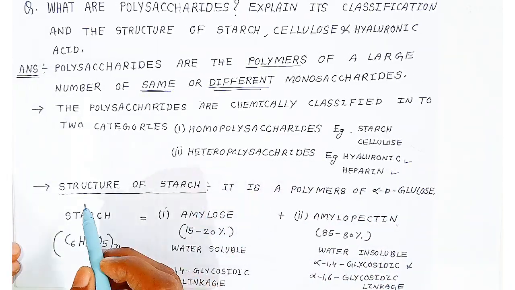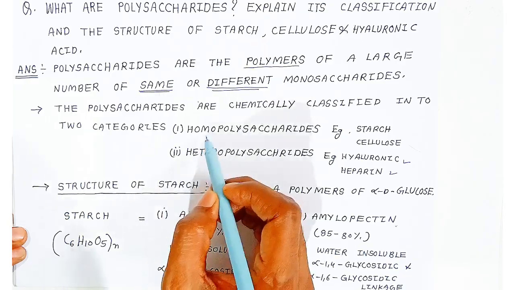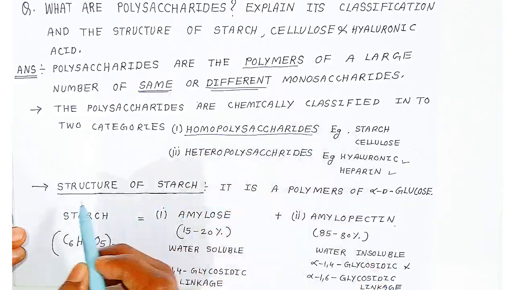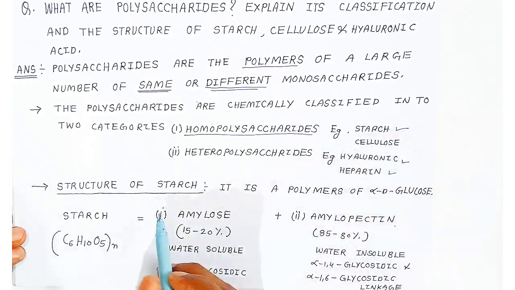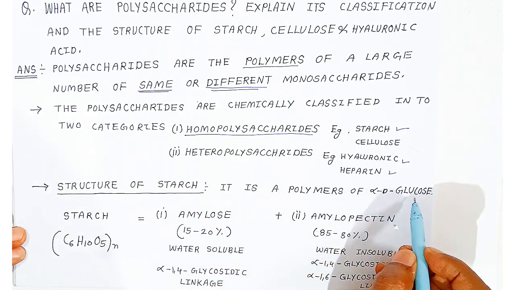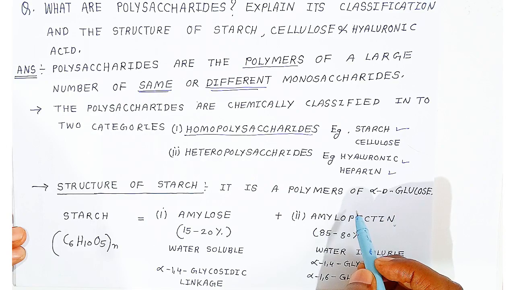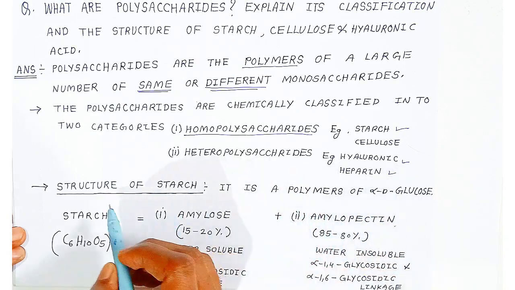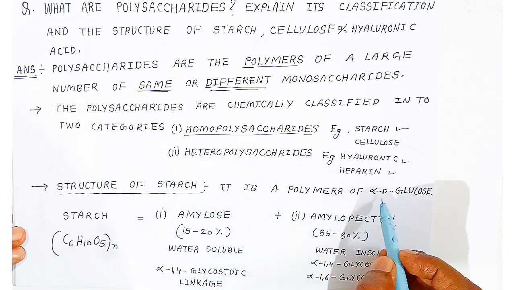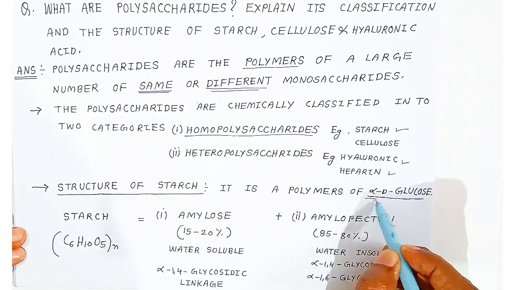Now students, we are going to see the structure of starch, which is present in homopolysaccharides. It is a polymer of alpha D glucose. When so many alpha D glucose molecules are joined by glycosidic bond, they will form the starch. So starch is a polymer of alpha D glucose.